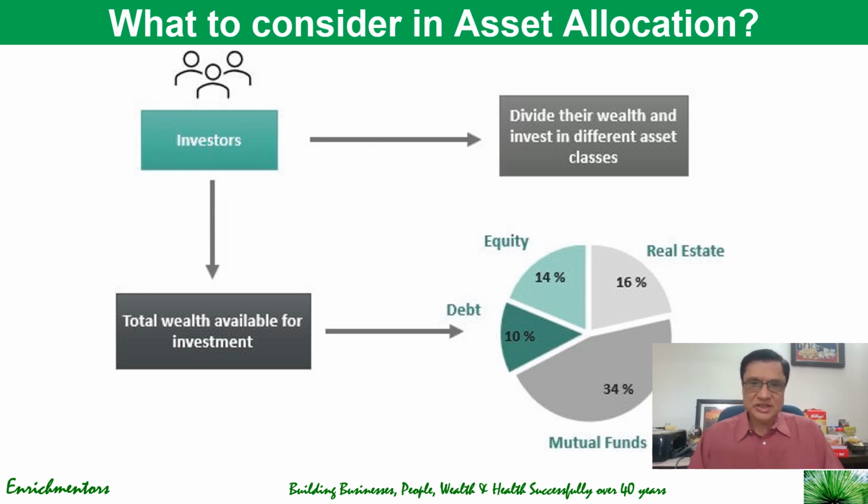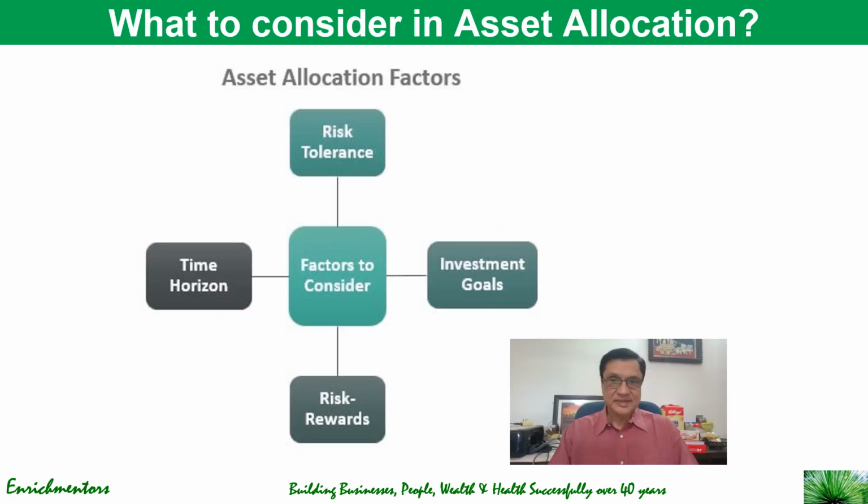So what to consider for asset allocation? What are the factors that we should keep in mind when doing the asset allocation? There are four things that you see here on your screen. On the right hand side, middle, the most important thing I see is your investment goal. What is it that you want to achieve and by when? And that will determine where you would invest.